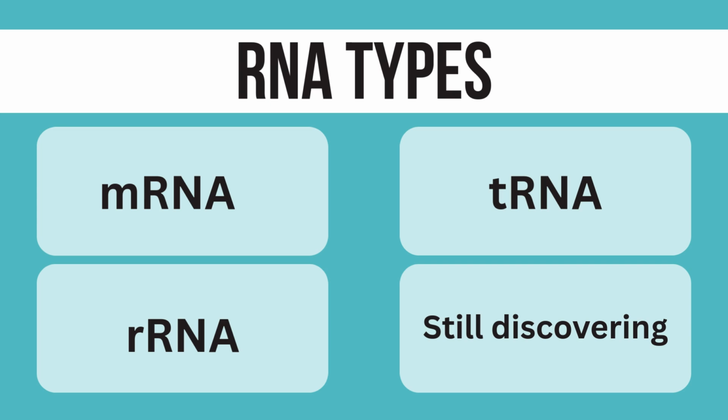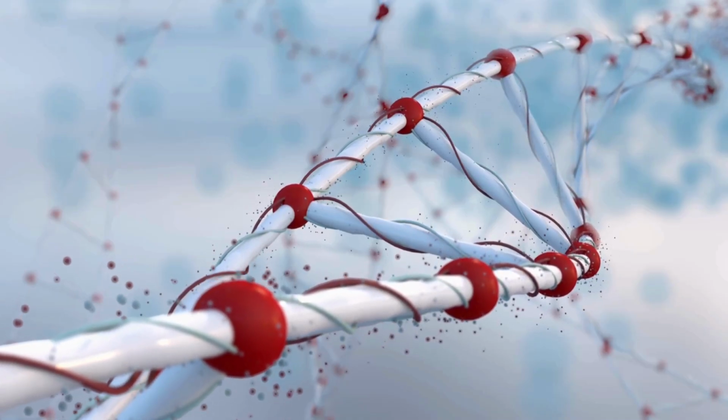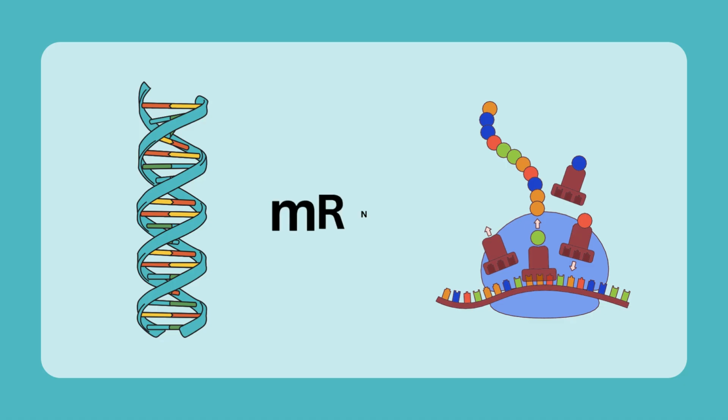The ribosome has two subunits, a small subunit and a large subunit. So rRNA makes up part of the ribosome, and that part of the ribosome is known as the ribozyme, an enzyme that catalyzes peptide bond formation. Now let's discuss each type in detail. mRNA carries the genetic code from DNA to ribosomes.